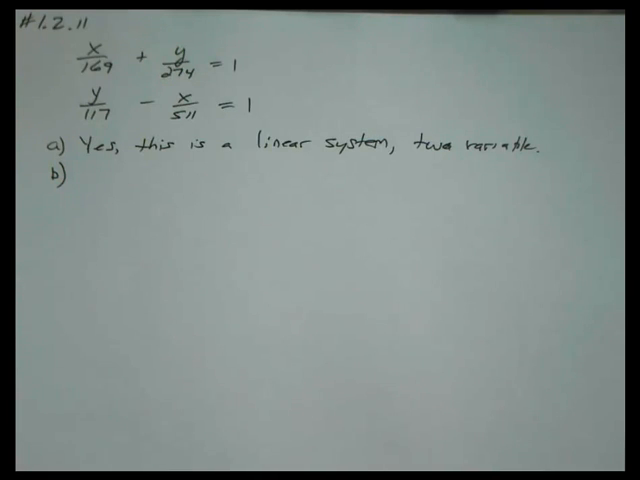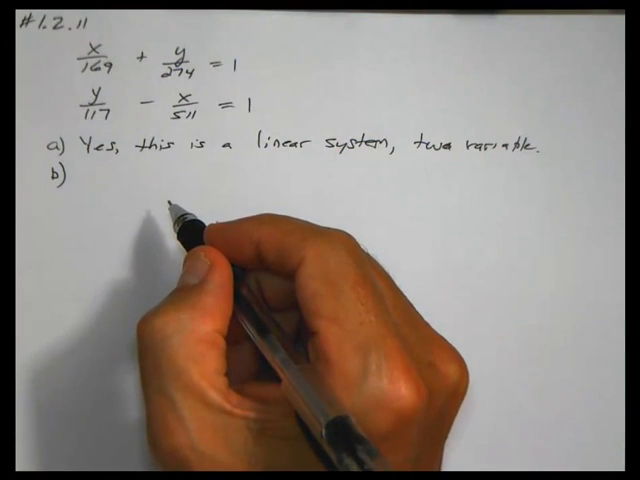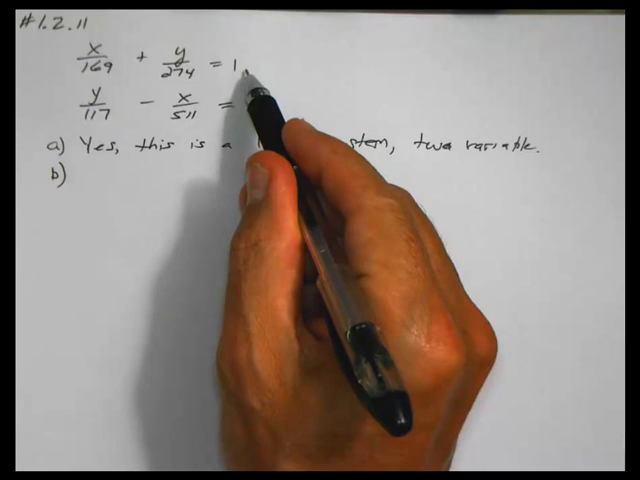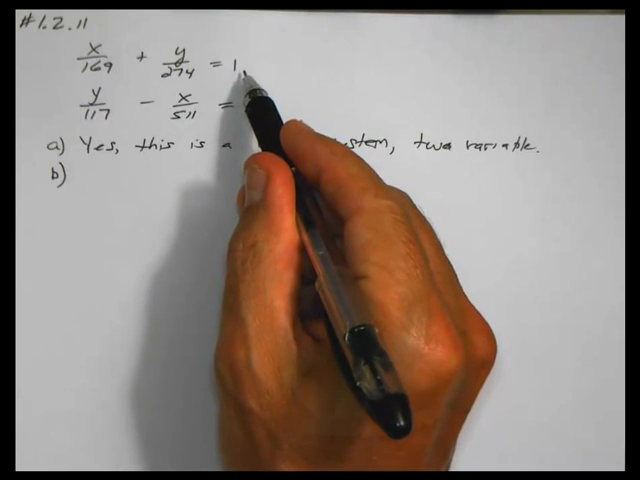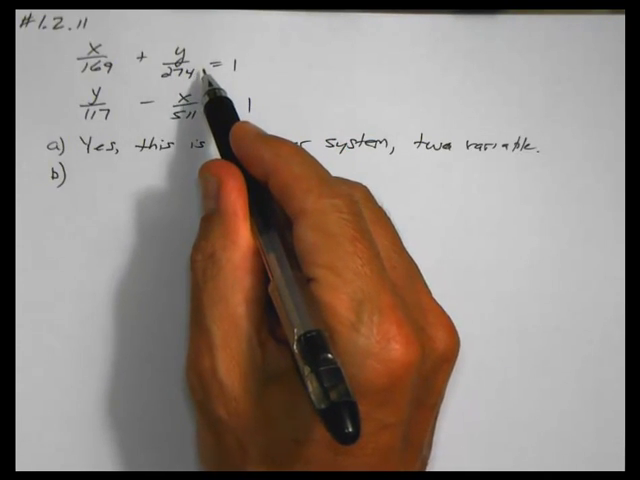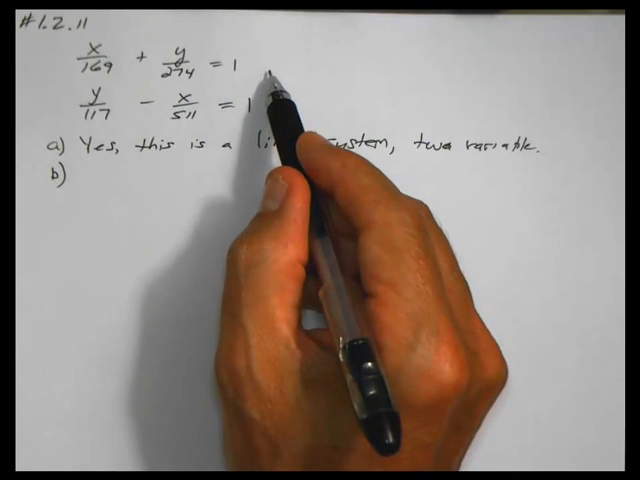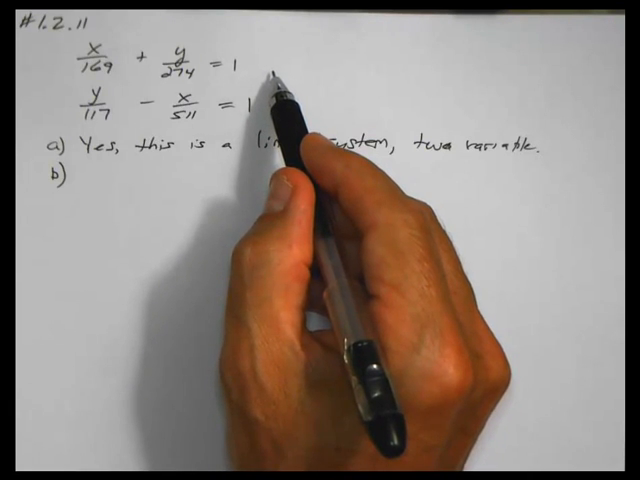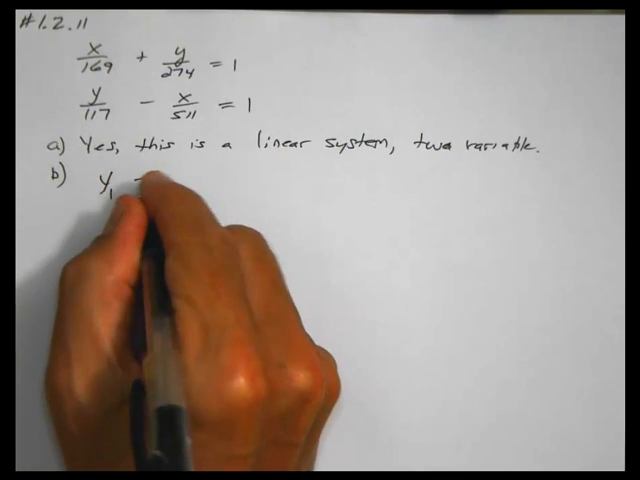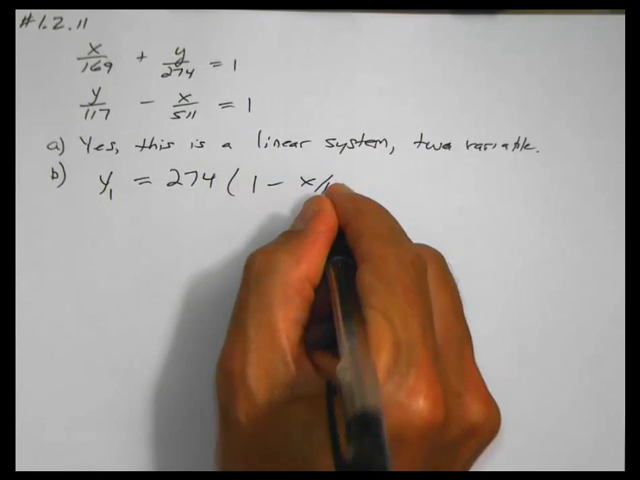Alright, well, graphically, this means for a system, we are to find the intersection of all of the individual graphs. Okay, this first one here, to get this to be graphed in the calculator, we first need to solve for y. That is, rearrange this so that y is isolated on one side. We could do that here. Subtract x over 169 from both sides, then multiply both sides by 274. We would arrive at y1 equaling 274 times 1 minus x over 169.